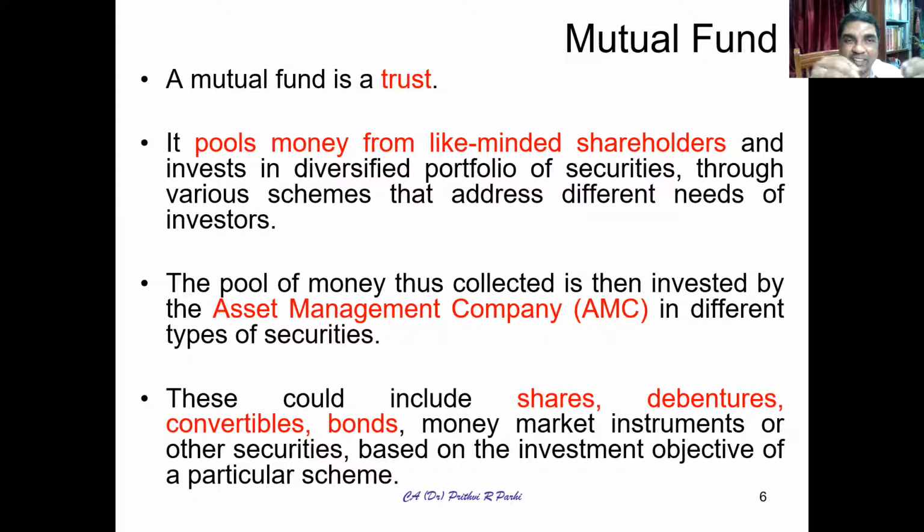Please appreciate that it is a trust. And in this trust, what happens? Like-minded people, that is like-minded investors, contribute money. So mutual fund pools money from like-minded shareholders, and that money is invested in a portfolio of securities. Portfolio of securities means it is a well-diversified portfolio. It is not that you invested in one particular company's shares or one particular company's bond. It is invested in a well-diversified portfolio of securities.